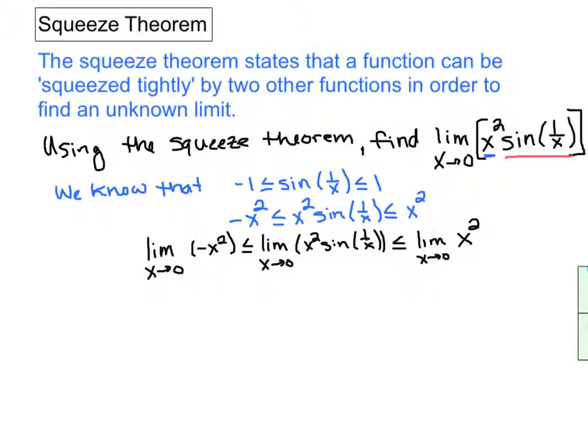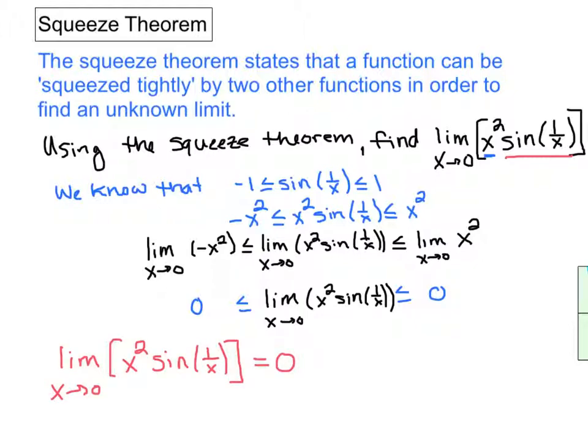So we're going to find the limit of both of these. The limit as x approaches 0 of -x squared is going to be 0. The limit of x squared as x approaches 0 is 0. So what happened now is our original limit is sandwiched between 0 and 0. So if our limit has to be greater than or equal to 0, and it also has to be less than or equal to 0, there's only one true option. It has to be 0.